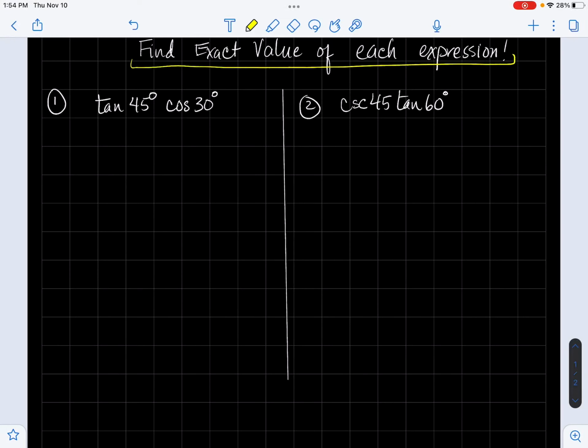Hey, welcome back. In this video, we're dealing with finding exact value of expressions. So we moved on from a single trig ratio to multiple trig ratios in operational settings. So there's some sort of operation going on, multiple operations.